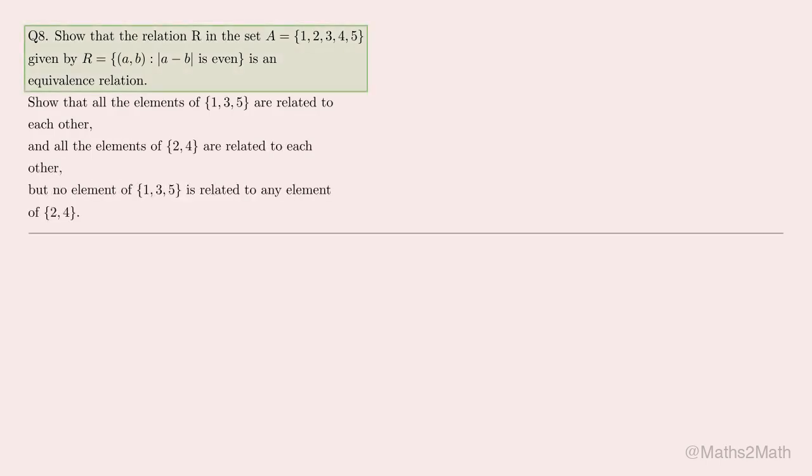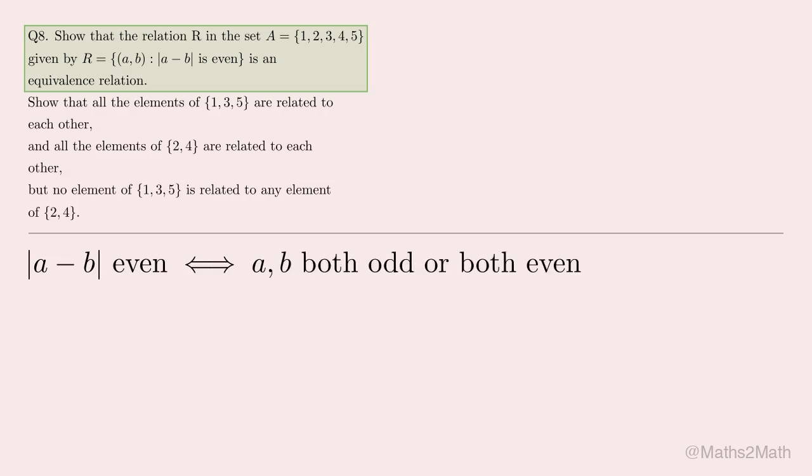Question 8. On the set 1 to 5, a relates to b when the absolute difference of a and b is even. First, we must show this is an equivalence relation. Then, 1, 3, and 5 are all related to each other. 2 and 4 are related to each other. But the two families never mix. The key observation: an even difference means both numbers have the same parity.